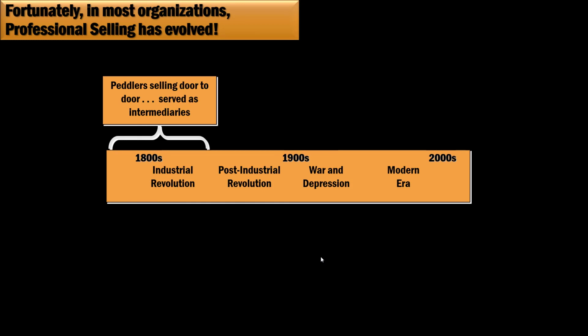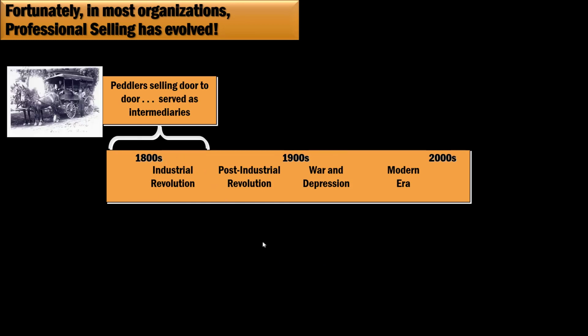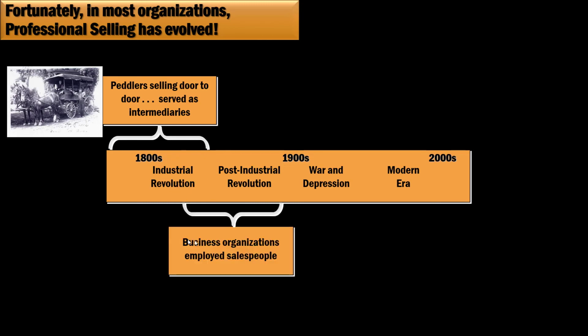If you wanted a graphical representation of how sales has evolved, it started with peddlers going door to door in the 1800s, the Industrial Revolution. Often when I see this picture, I think of somebody selling snake oil. I don't think that's actually what they're selling, but the idea of a snake oil salesman really fits the peddler era. Businesses then started organizing and employing salespeople in the post-industrial revolution era, going into the late 1800s. That's when businesses first started employing actual salespeople.